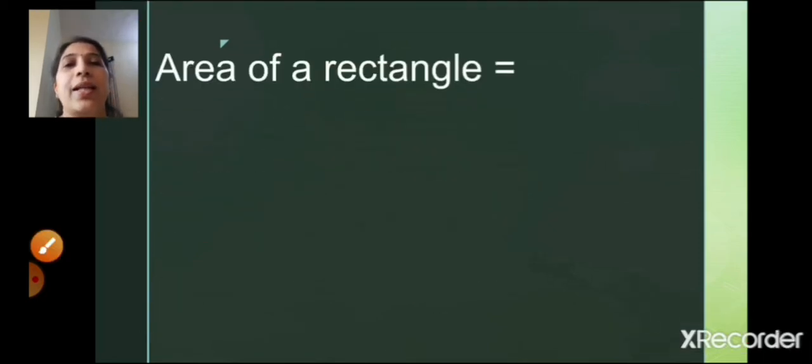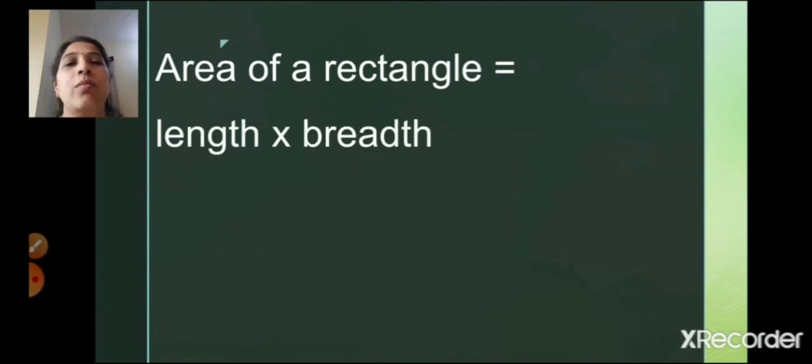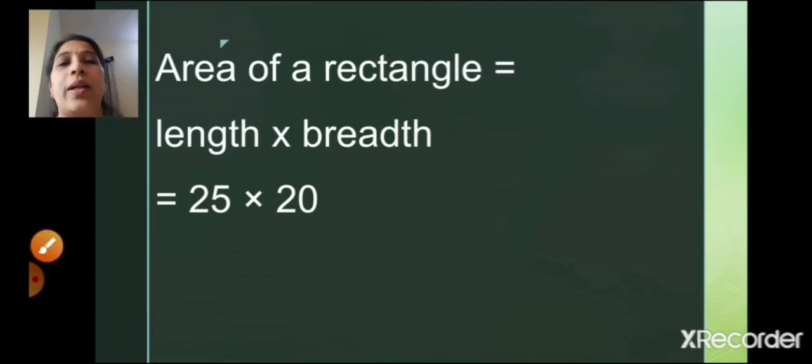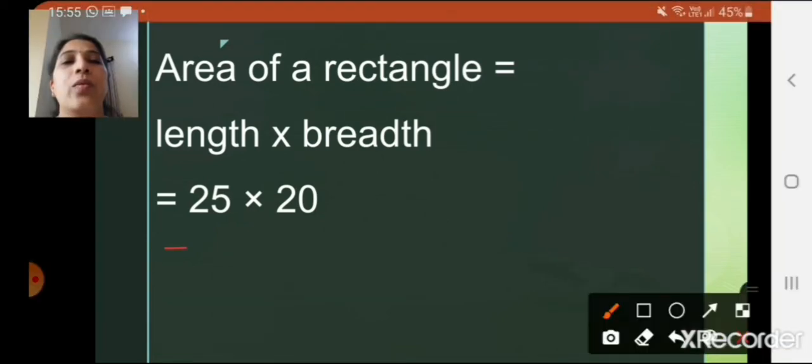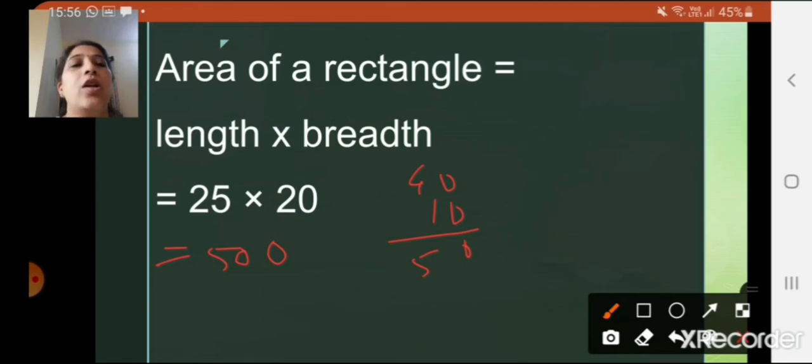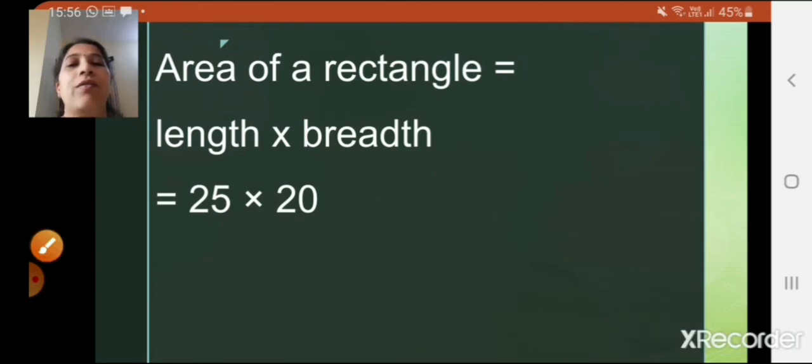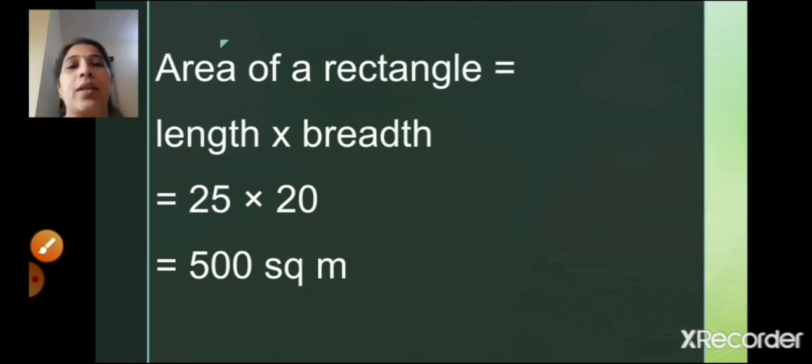Area of the rectangle is equal to length into breadth. So what is the length? Length is 25, breadth is 20, right? So 25 zeros... 2 fives are 10. So 1 carried over, 2 twos are 4. So 0. So 4 plus 1 is 5, right? So you get the answer 500, right? So 25 into 20 is 500 square meter. So this is the area of the rectangle. Now we'll move to the second part of the question.